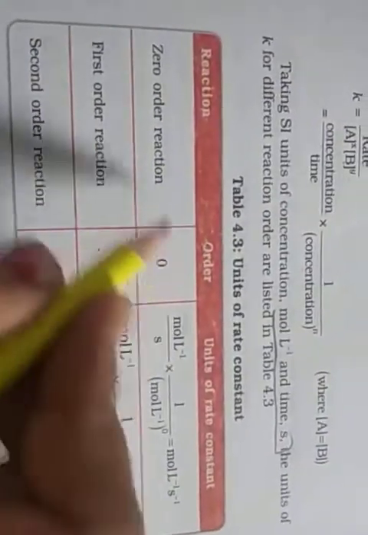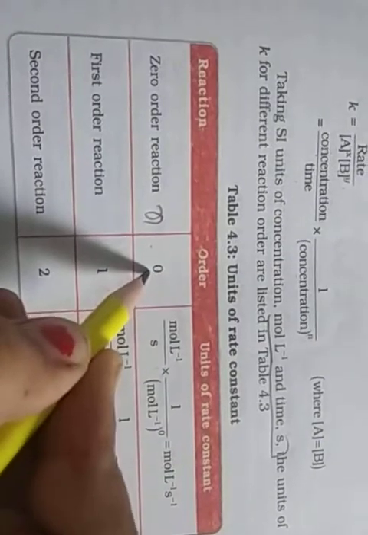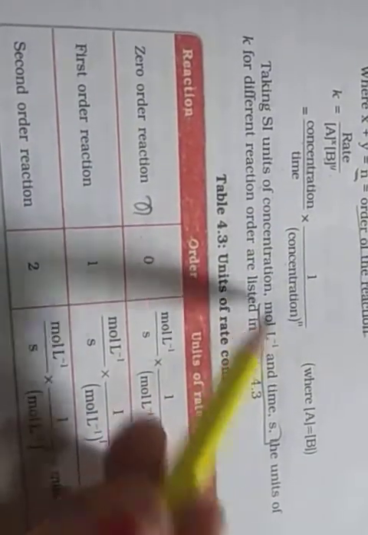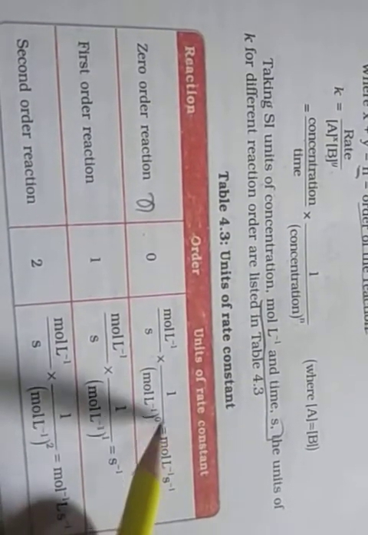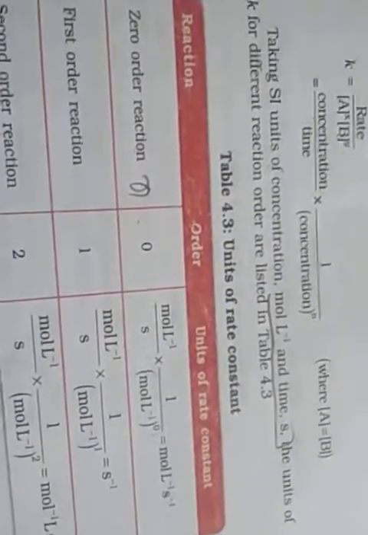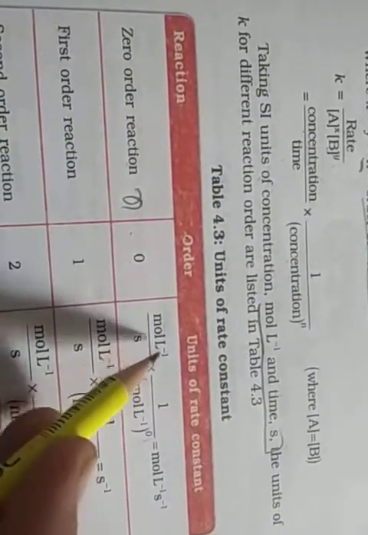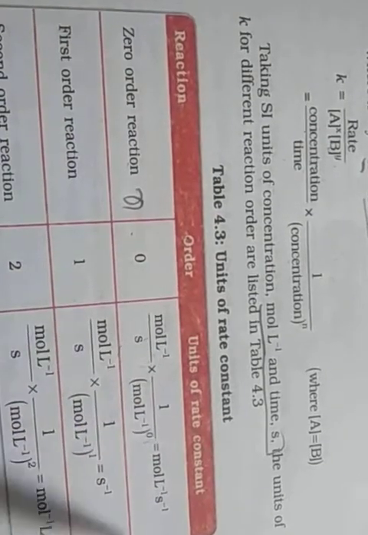Okay, so for a zero order reaction, the small n value is equal to 0. Concentration is in mole per liter and time is in seconds. For a zero order reaction, the unit of the rate constant is mole liter inverse second inverse.